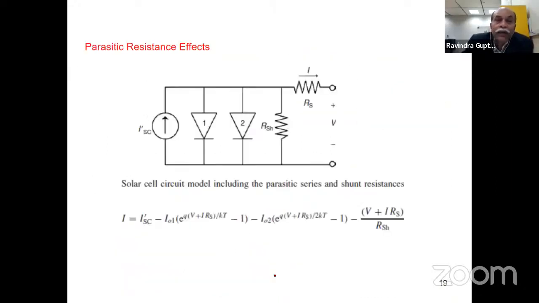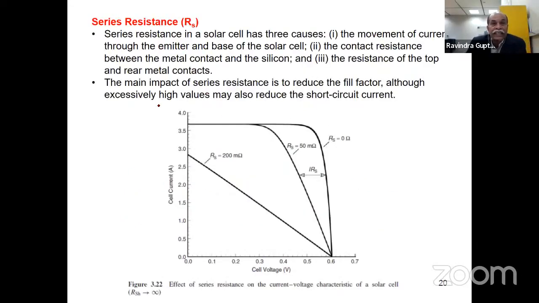We also have the resistances, and this is the current. You can see we have two types of resistance. First, the series resistance due to the movement of the charge carriers through the emitter to base of the solar cell, the contact resistance between the metal contact and silicon, the resistance of the top and rear metal contacts, as well as wires also, leads also. If we have high series resistance, you can see fill factor is very low.